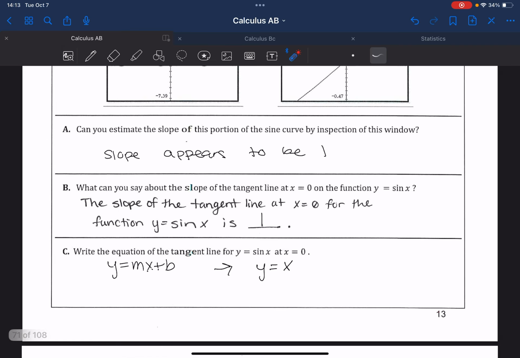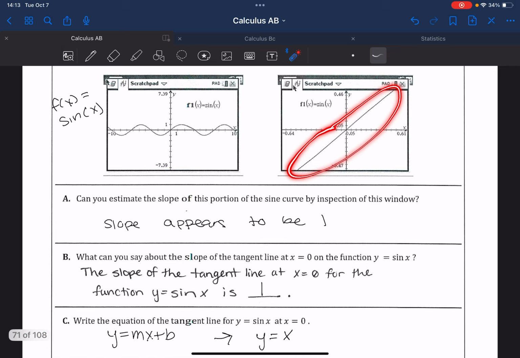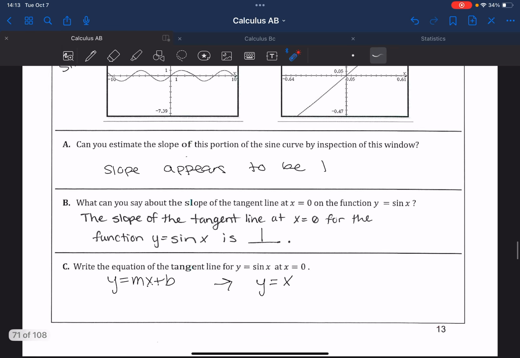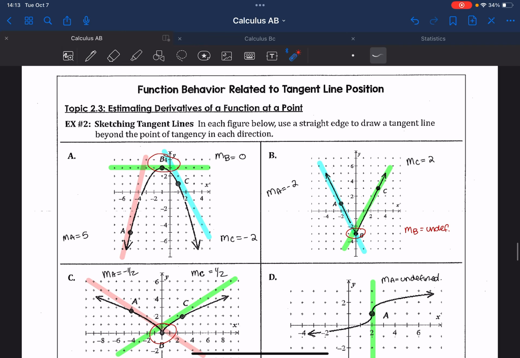The slope of the tangent line at x equals 0 for the function y equals sine x is also 1. Remember, with linear approximation, we're still talking about the tangent line, which is the slope approximation of a function. Okay. So next part is function behavior related to tangent line position.